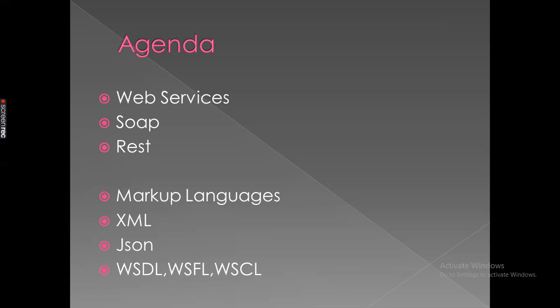There are different types of markup languages, so we will get request and response in the form of different types of markup languages. They are mainly XML and JSON, and also we have WSDL, WSFL, WSCL markup languages as well. Those are Web Service Description Language, Web Service Flow Language, something like that. But mainly we'll get the response as either XML format or JSON format. So let us see a practical example.